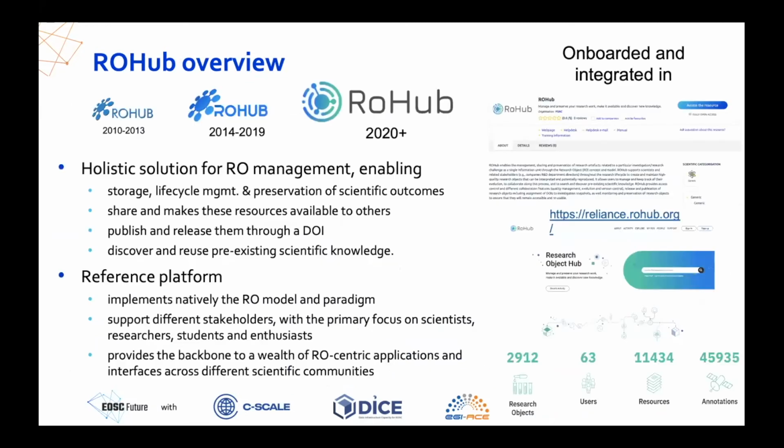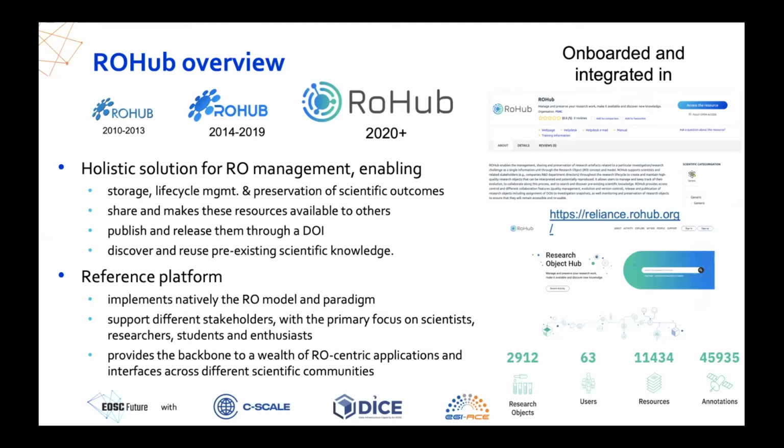So based on that, we created the RoHub platform. It started in early 2010 with an initial proof of concept. Then we delivered a prototype in the project called Everest. And now, as part of the Reliance project, we are bringing this into production in the EOSC environment. So RoHub is providing a holistic solution for the management of research objects, enabling the storage, lifecycle management, and preservation of the outcomes, sharing and making these resources available to others, publishing and releasing them through DOIs, and discovering and reusing pre-existing scientific knowledge.